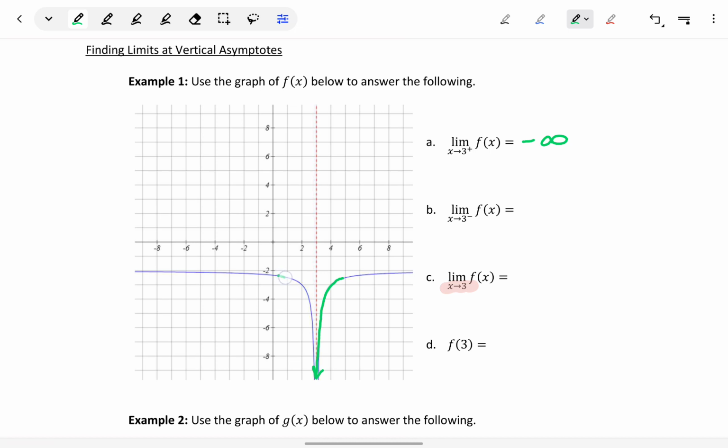As we approach from the left-hand side, we have that same behavior. We're approaching from the opposite direction, but we're still headed to -infinity. We apply the same idea that we had before. We look at the two one-sided limits. In this case, those correspond to each other. Both are -infinity. So the limit as x approaches 3 for this function will be -infinity. But the function itself, f of 3, the function value, is undefined, or we could say DNE, does not exist.